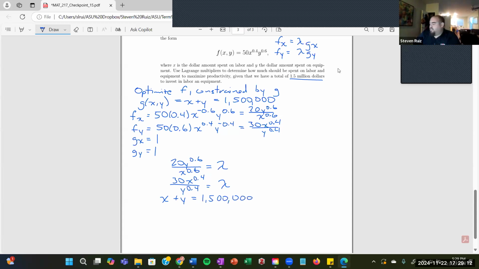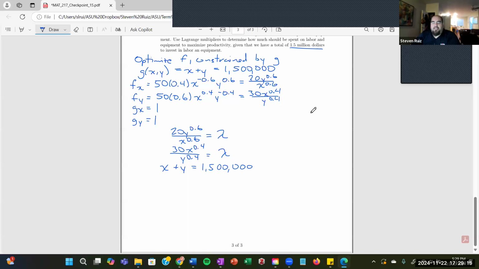And I pointed this out in the discussion question video if you watched that previously. But I don't really care what the value of lambda is. It's a means to an end. It helps me solve the system, but all I really care about is what x and y are. So I have these two expressions here that are equal to lambda. So basically, I'm going to set them equal to each other. 20y to the 0.6 over x to the 0.6 equals 30x to the 0.4 over y to the 0.4.